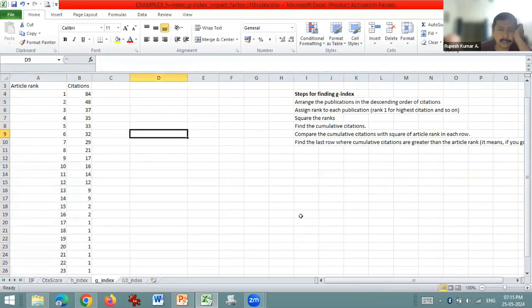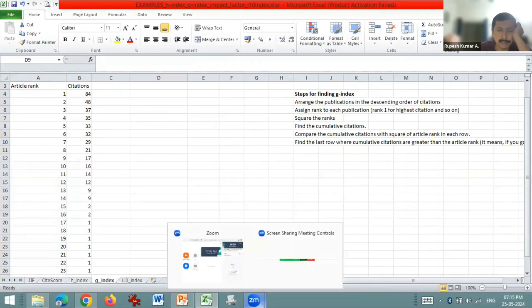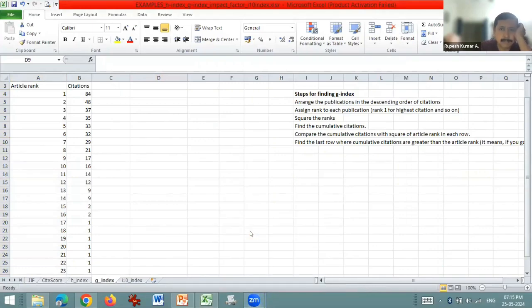What is the H index of this author? Please answer. I will wait for the response in the chat box. Look at the data on the screen. Please answer. Oh, very nice. Yes, 12. Very good. 12 is the H index of this particular author, because 12 citations at the 12th position we have got. Great. Now let us calculate G index.